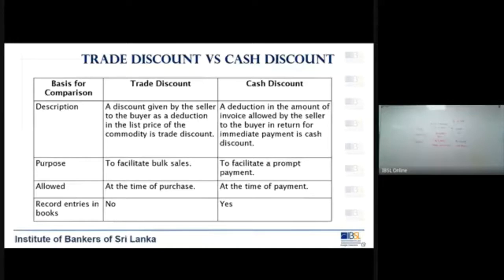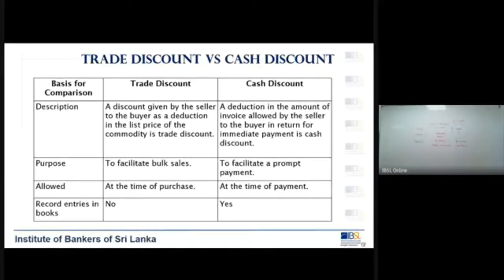So what you have to remember is, in accounting, whenever you come across a trade discount, that trade discount will not be recorded in the books of accounts. Any transaction relating to the trade discount will not be recorded. And how will you identify a trade discount? There has to be mostly a bulk purchase, and there has to be a reduction from the list price. That is another element. And this trade discount is given to facilitate bulk sales.